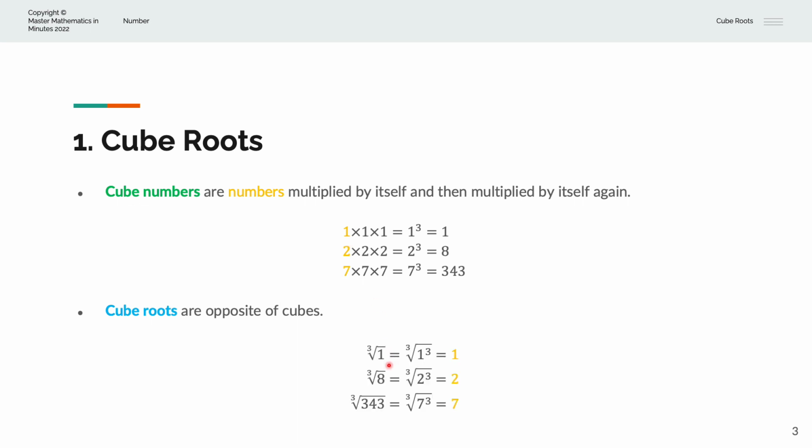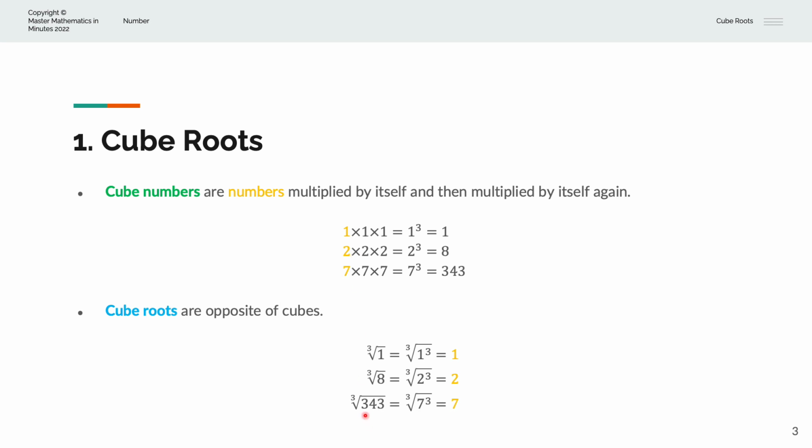We have the cube root of 1, which is this number here, and that's equal to the cube root of 1 to the power 3, which is this number. And that gives us 1, which is the original number 1. And secondly, we have the cube root of 8, which is this number here. And that is equal to the cube root of 2 to the power 3, which is this number here. And that gives us 2, which is the original number 2.